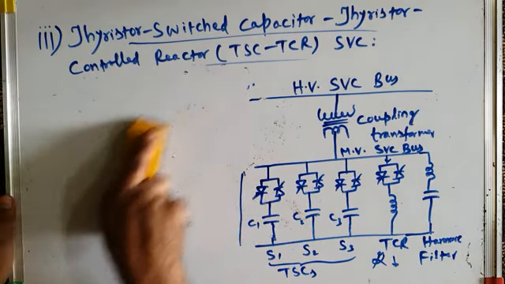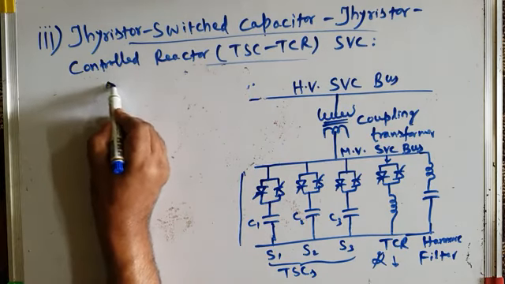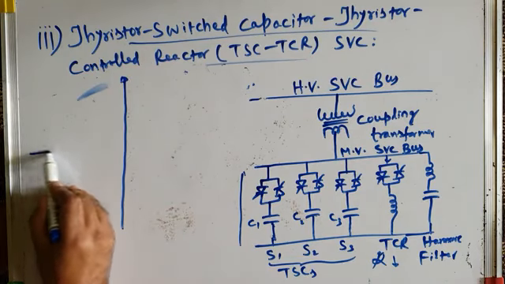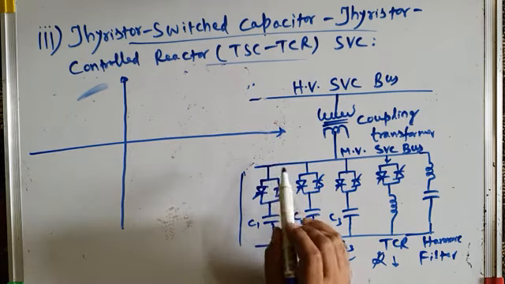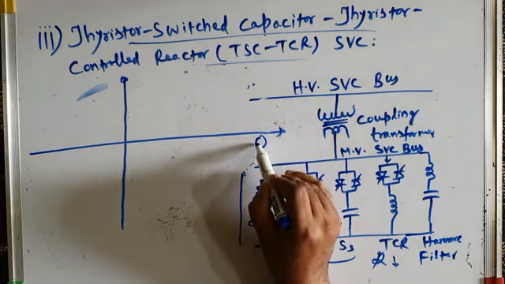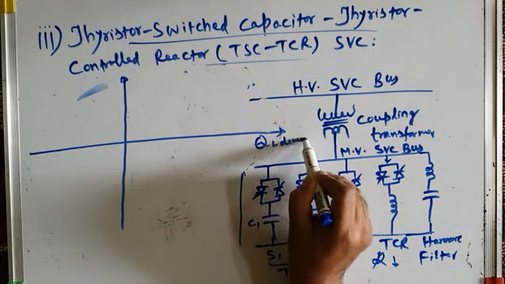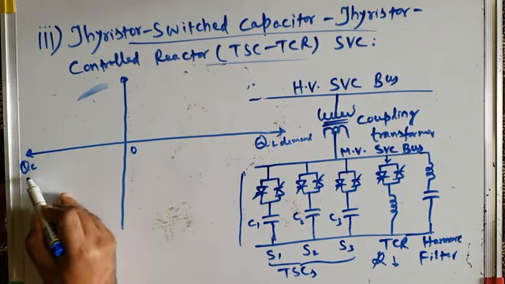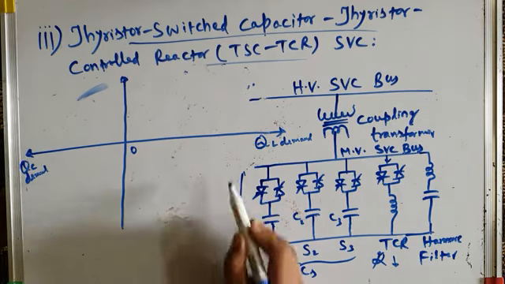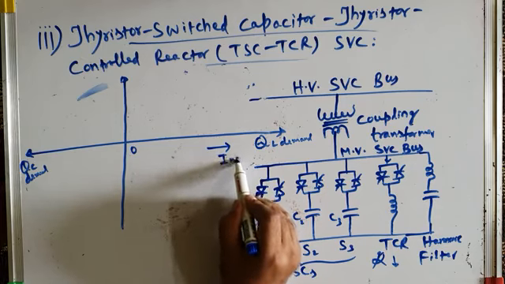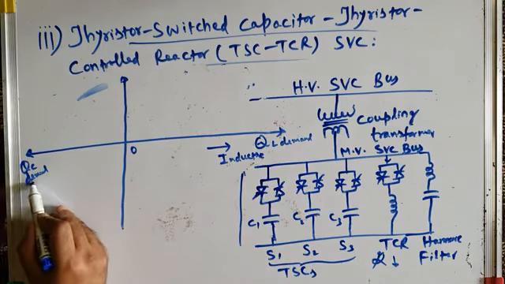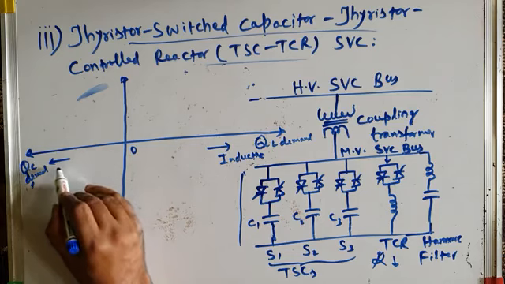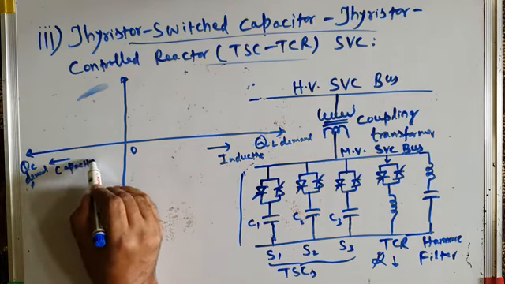And with the help of characteristics, I can show the operation like this. Let me show it with the help of characteristics. This is QL demand, inductive reactive power demand, along the positive x-axis; along the negative x-axis it is QC demand, capacitive reactive power demand. So this is inductive operation. This shows your SVC operating in the inductive region, and this shows operation of SVC in the capacitive region.